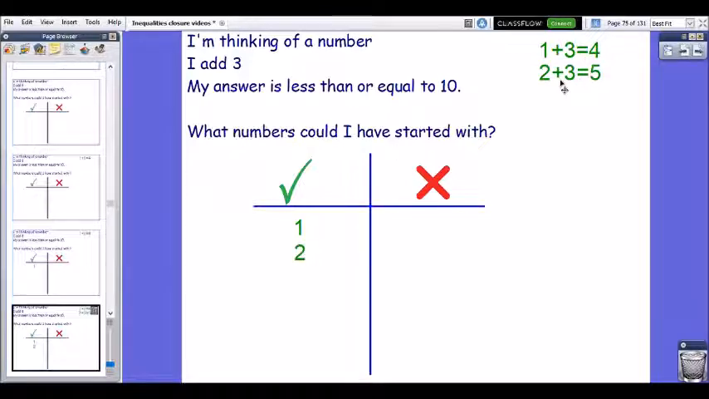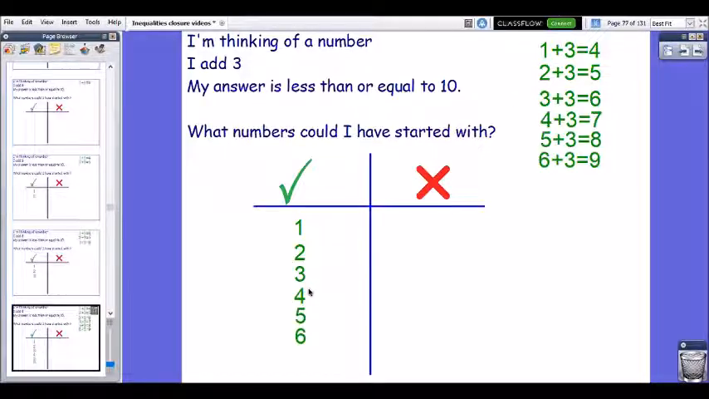What about 2? Well, 2 plus 3 is 5. 5 is less than or equal to 10, so 2 will work. Similarly, 3 will work because 3 plus 3 is 6, and 6 is less than 10, so 3 works. And if I keep this process going, 4 works, 5 works, 6 works. Okay, so now if I try 7, well, 7 plus 3 is 10. Is 10 less than or equal to 10? Yes, because it's equal to 10, that just about fits that problem.